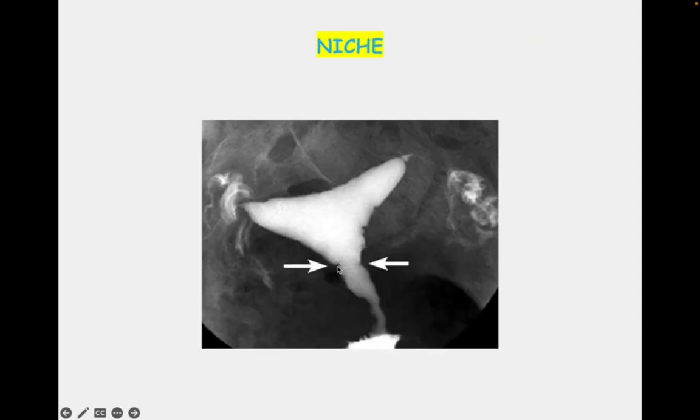Here you can see the niche. What is a niche? It is the sign of a previous cesarean section where we give the incision. There sometimes the collection of the menstrual fluid can keep on happening, and the patient might present later on with abnormal uterine bleeding or continuous bleeding, or there can be recurrent infection. So that can be seen in ultrasound, in HSG.